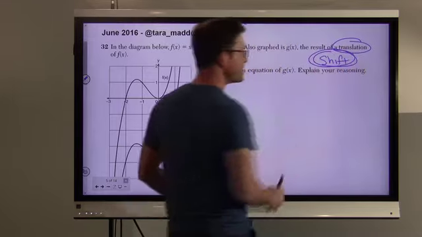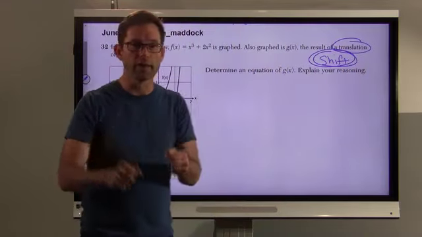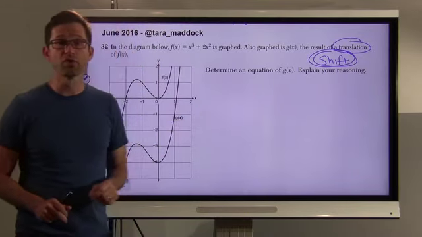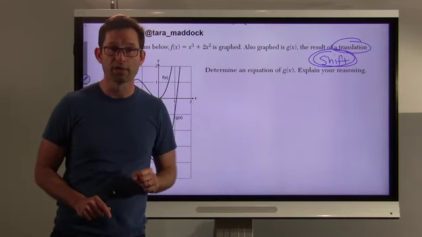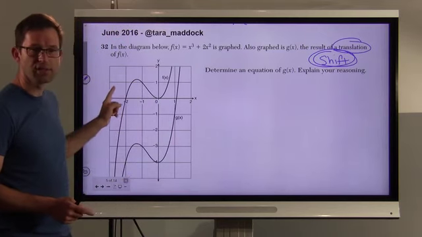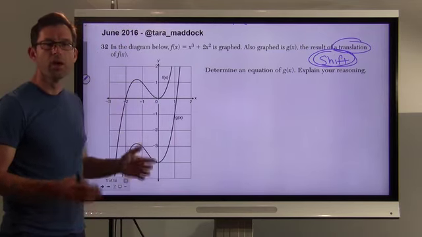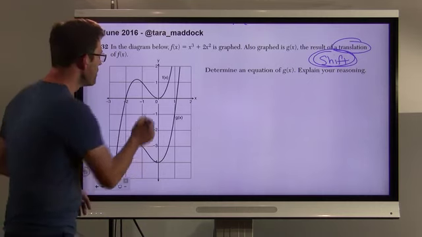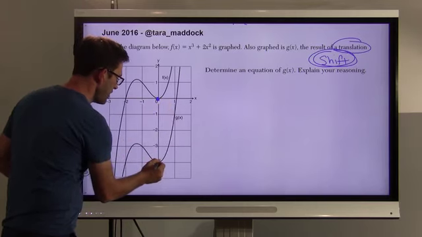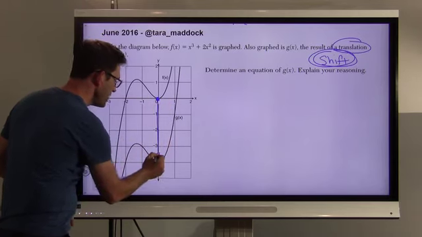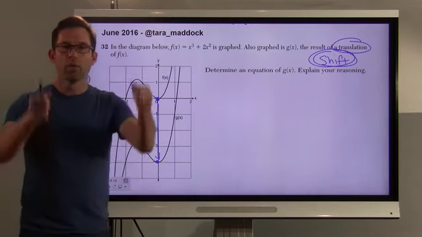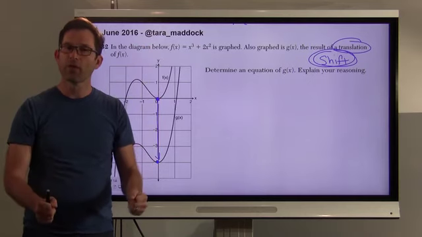Okay, a translation is that shift. It's just up, down, or left, right. It's the effect of a translation. And they want us to determine an equation for g of x and explain our reasoning. All right? So what happened? We took f of x, and how did we get g of x? Well, the plain fact is, hopefully, by simply looking at this one point, and looking at this one point, what you can see is that the entire function simply got moved down 4 units. We took the function and we just shifted it down 4 units.